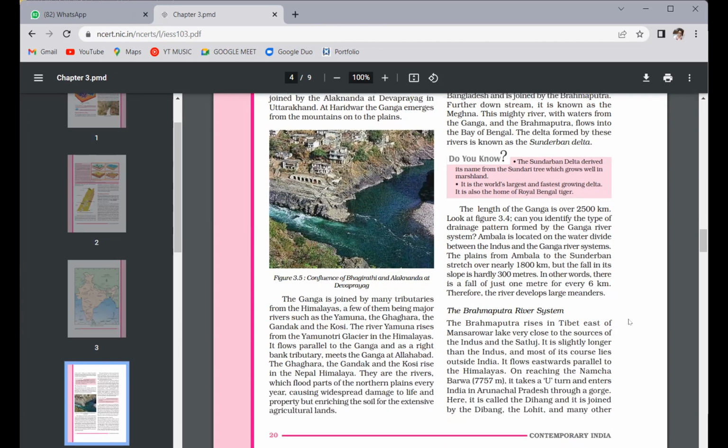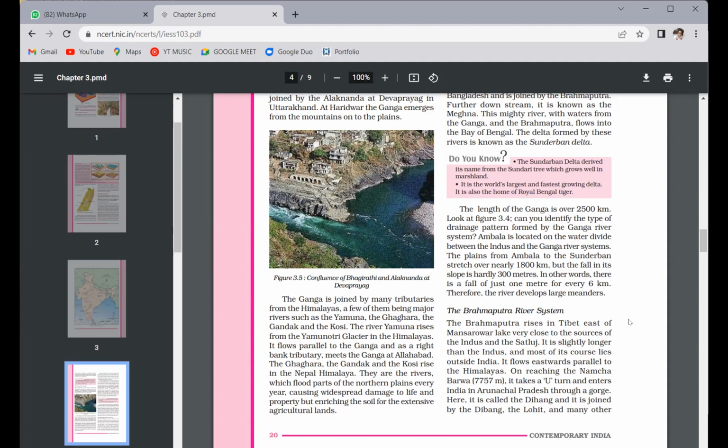The river Yamuna rises from the Yamunotri Glacier in the Himalayas. It flows parallel to the Ganga and as a right bank tributary meets the Ganga at Allahabad. The Ghagra, the Gandak and the Kosi rise in the Nepal Himalaya. They are the rivers which flood parts of the northern plains every year, causing widespread damage to life and property, whereas they enrich the soil for agricultural use.